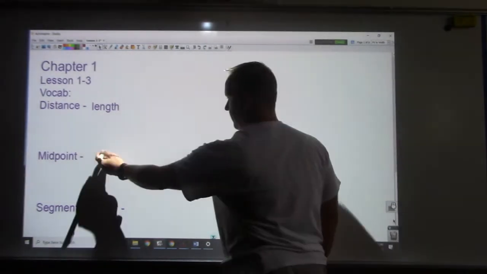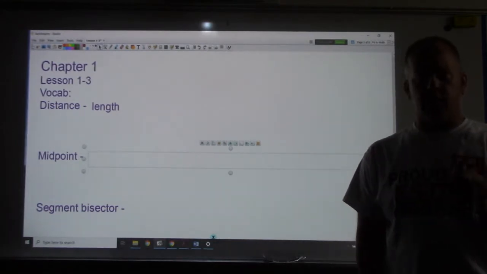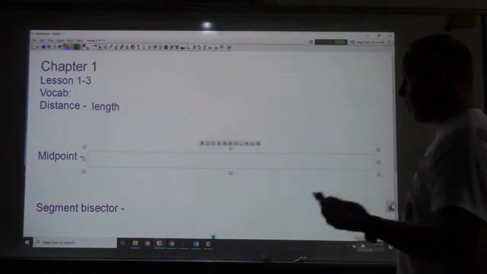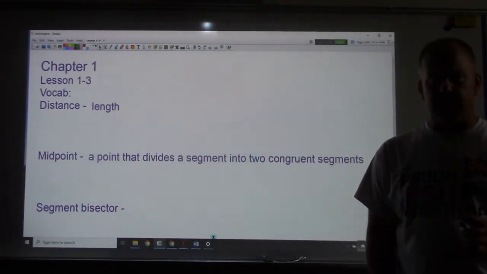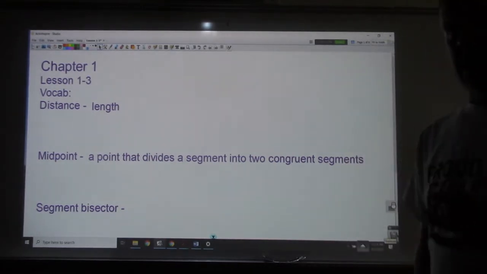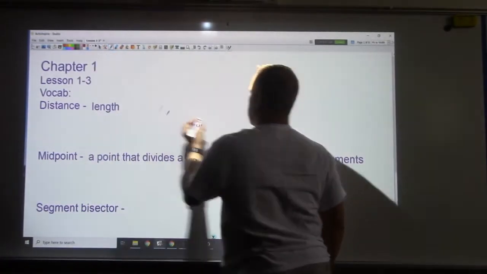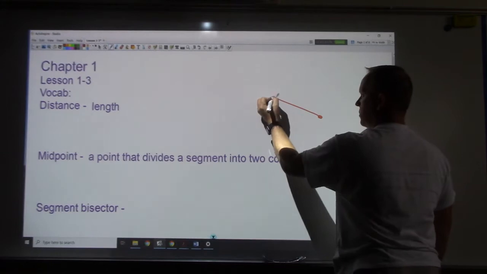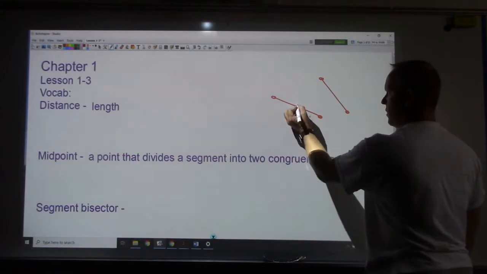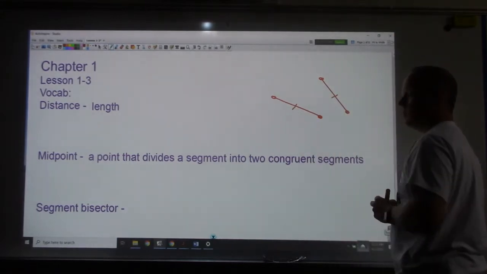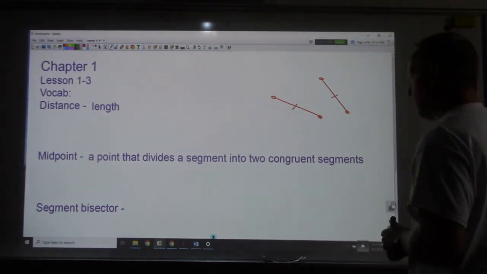Midpoint. When I'm defining terms in geometry, I can only use other geometric terms that we've already defined. So, midpoint we're going to define as a point that divides a segment into two congruent segments. Now, if you remember from the discussion we had earlier, if I have congruent segments like this, remember, if I want to show two segments are congruent, I can use the tick marks, or we have the congruent symbol. Okay? So a midpoint, again, is a point that divides a segment into two congruent segments.